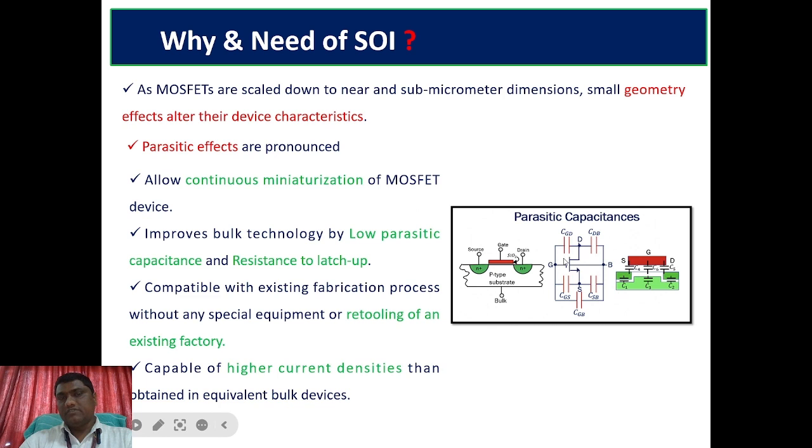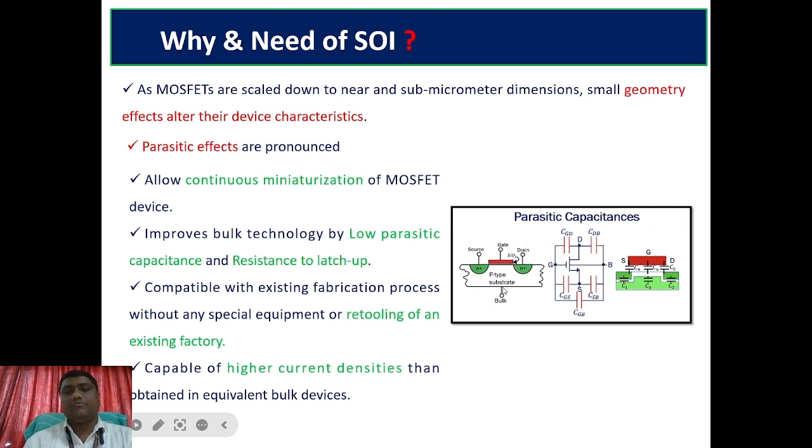and as the MOSFET device is continuously miniaturized, in bulk technology the parasitic capacitances and resistance at latch up will always be very high. We also consider compatibility from the fabrication point of view: without any special equipment, the existing equipment will help for fabrication, and with the capability of higher current densities we can obtain equivalent bulk devices. So here you can see the parasitic capacitances in a transistor, as it is the NMOS transistor.